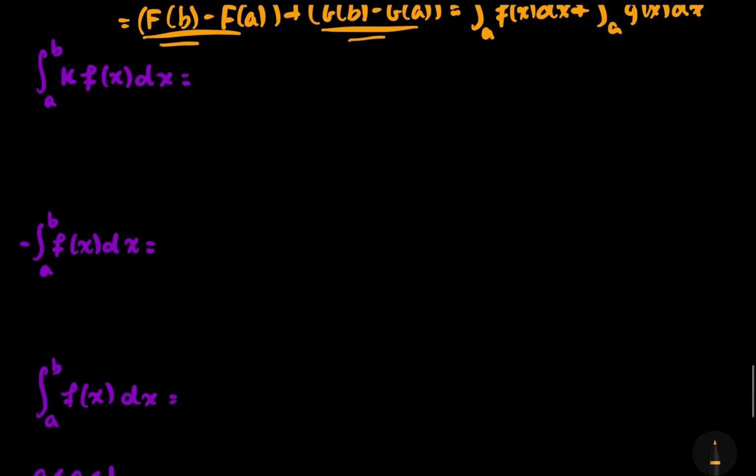Then the next one we have here is a constant times f of x, so the integral from a to b of k times f of x, right? And so we know right over here that f of x is equal to capital F prime of x, right?